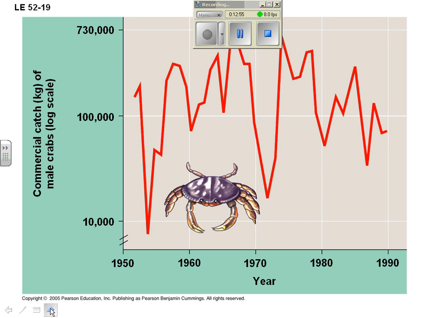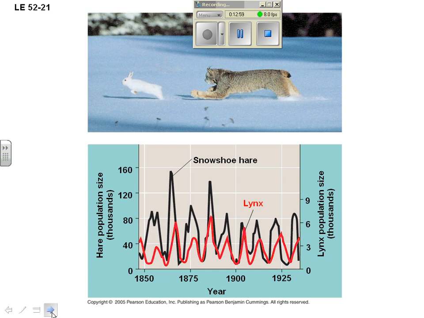Again, commercial catch of crabs. Who's doing the commercial catching? Predators, humans. Here's an interesting graph showing the hare population in thousands, the black, and the lynx population in thousands, and look how closely they mirror each other. As the hare population grows, the lynx population grows soon after. Hare population drops, lynx population drops. Hare population rises, soon after the lynx population rises.